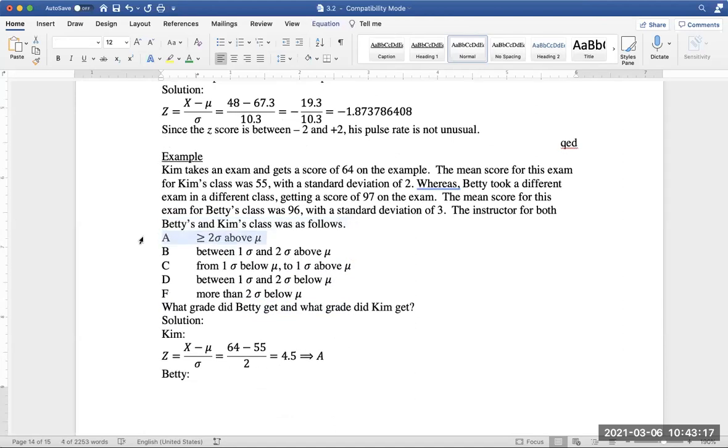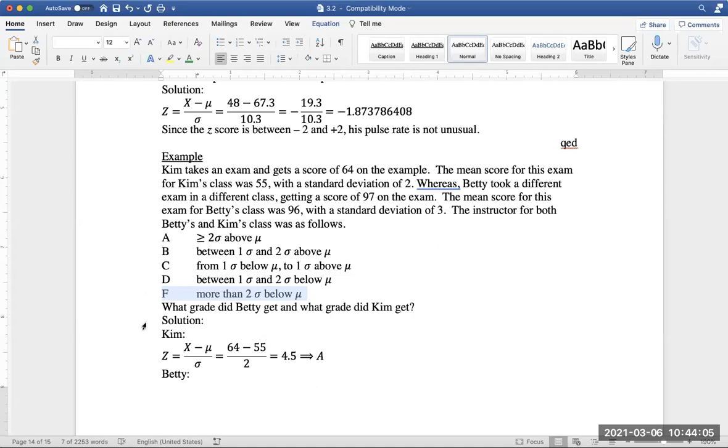A, if you are at least 2 standard deviations above the mean, you get an A. If you're between 1 and 2 standard deviations above the mean, a B. If you are between 1 standard deviation above and 1 standard deviation below the mean, you get a C. If you're between 1 and 2 standard deviations below the mean, you get a D. If you're more than 2 standard deviations below the mean, you get an F. So the question is, what grade did Betty get and what grade did Kim get?